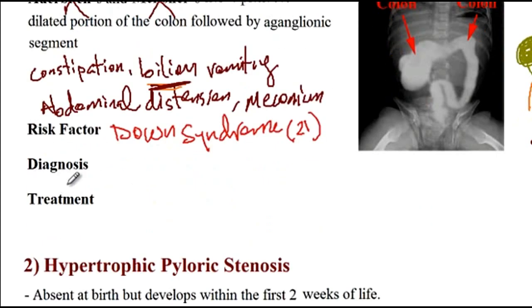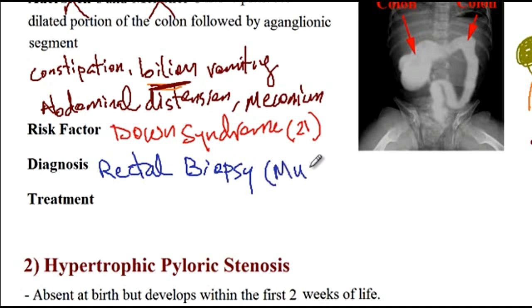And then for the diagnosis of these patients, you have to order a rectal biopsy, which is the gold standard test, and this type of biopsy is done by the mucosal suction technique. And so on biopsy, if the ganglions are missing, that would confirm the diagnosis of Hirschsprung disease.